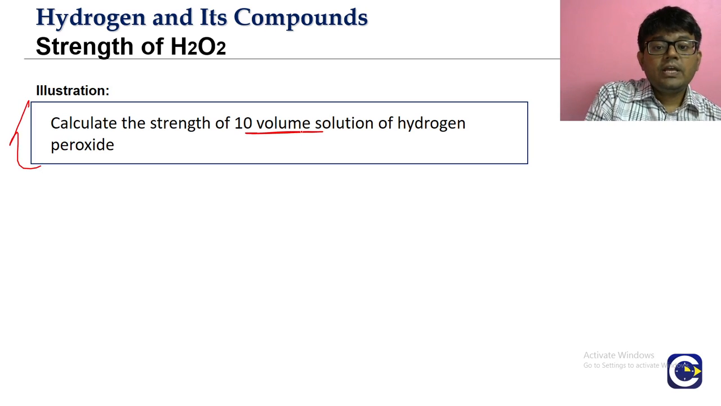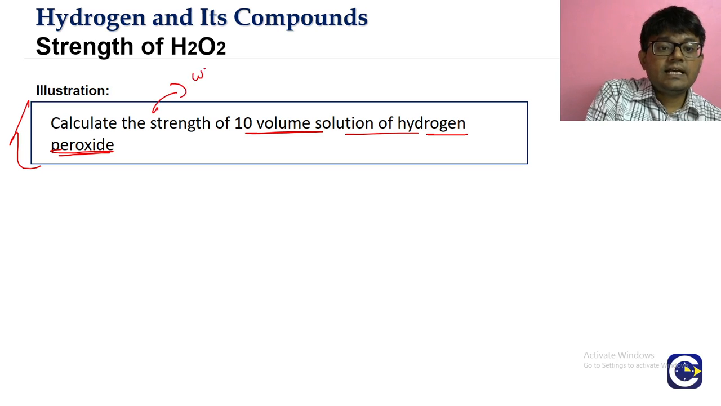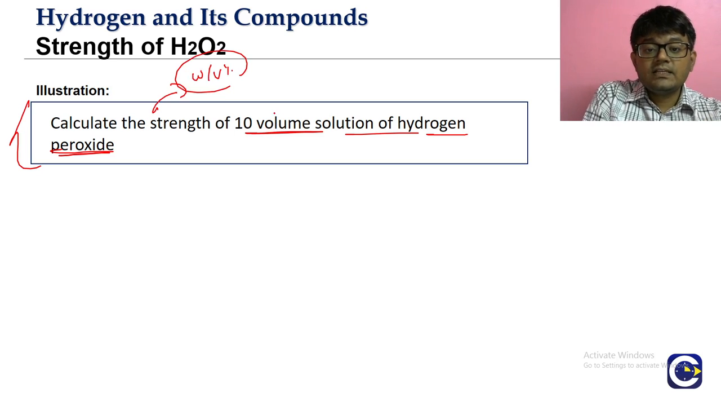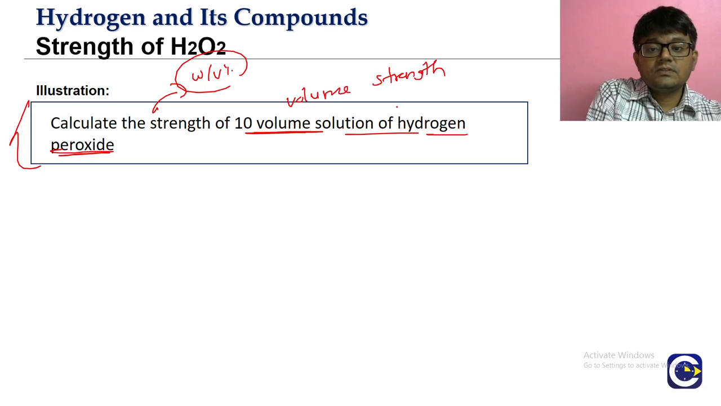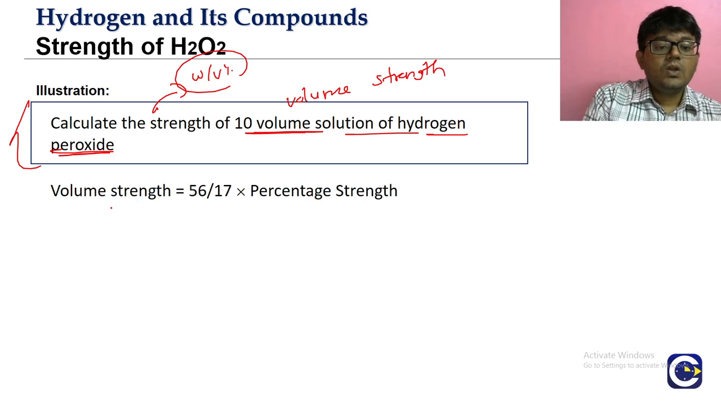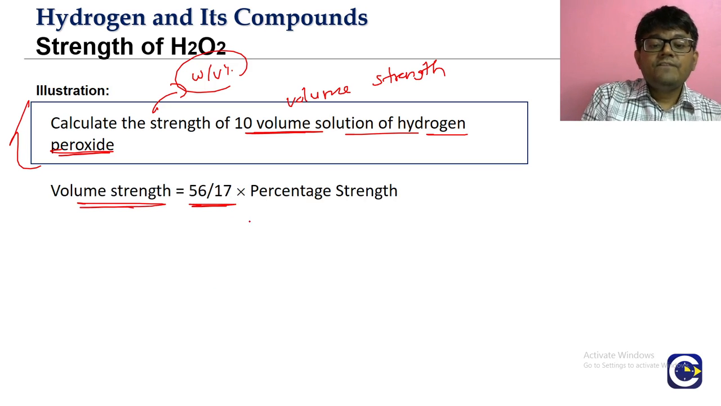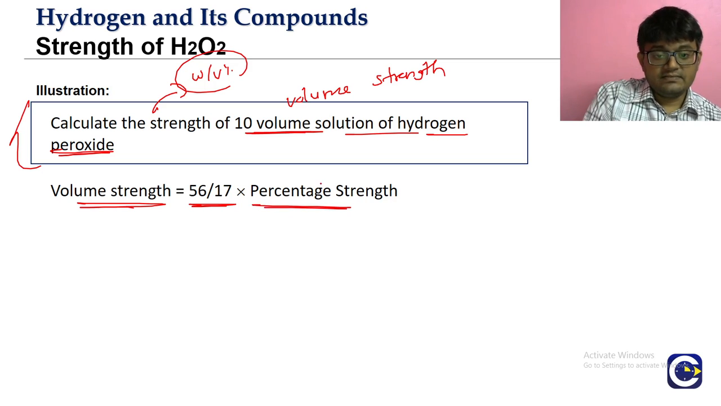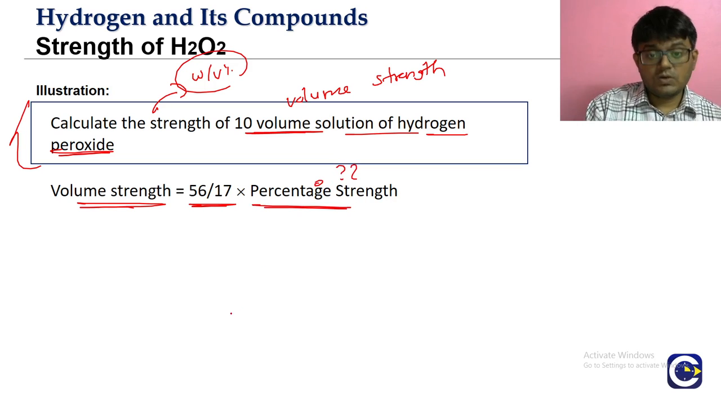Calculate the strength of 10 volume solution of hydrogen peroxide. When they say calculate the strength, they're asking in terms of weight by volume strength. Because remember, volume strength is already given here. They're saying 10 volume solution of hydrogen peroxide. Further, they're asking us to find the strength, which means the weight by volume strength. Again we know the formula: volume strength is equal to 56 by 17 into percentage strength. This is what we have to find.